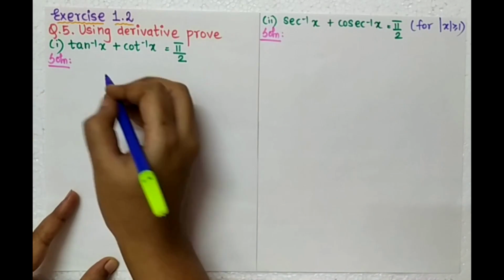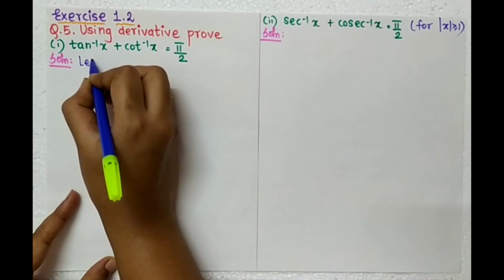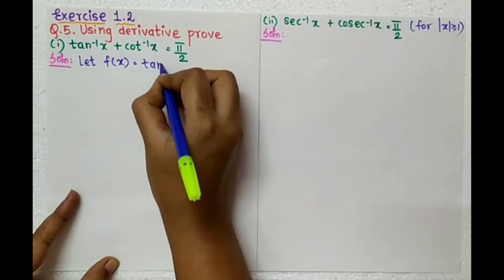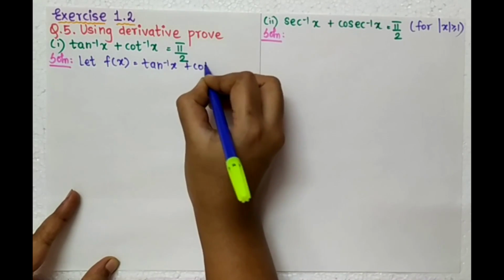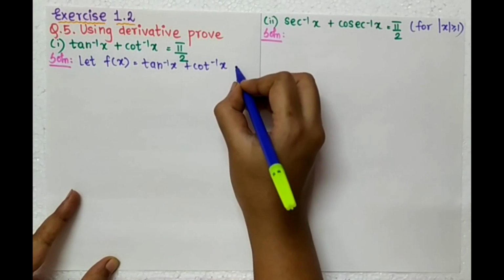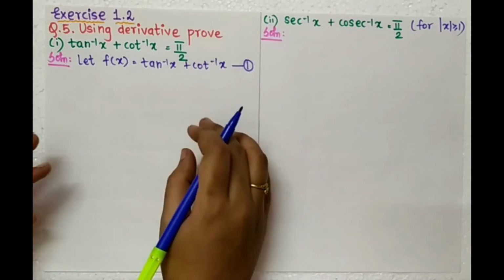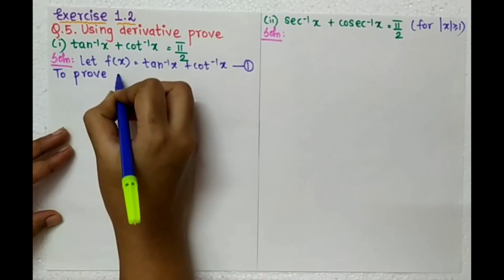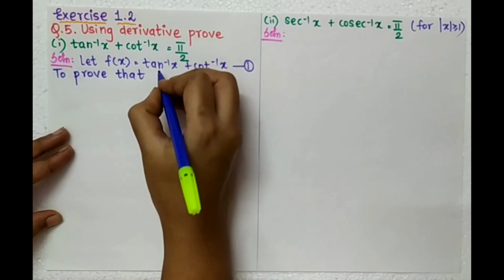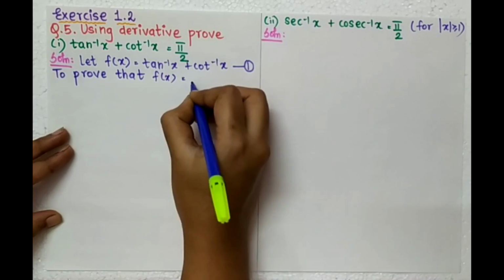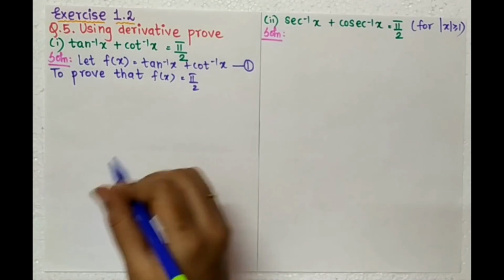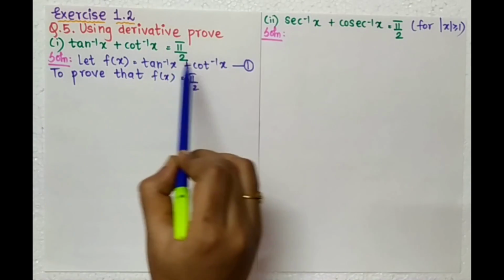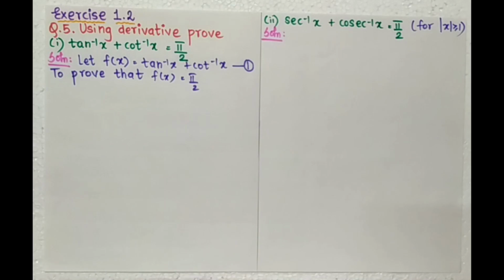So what was our first step? First step was to let f of x is equal to tan inverse x plus cot inverse x. This is your equation number 1. And the second point is to prove that f of x equal to pi by 2. Here also we need to prove f of x equal to pi by 2, but based upon the values of tan and cot in the trigonometric table.